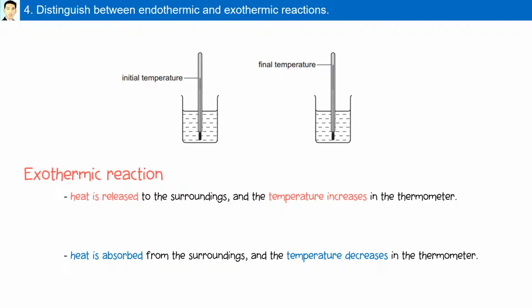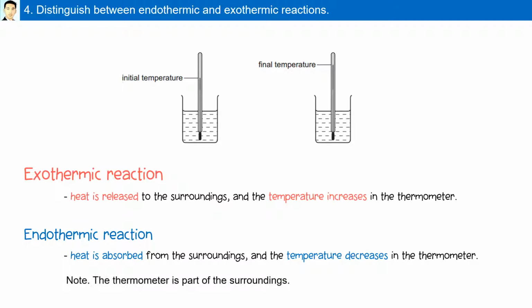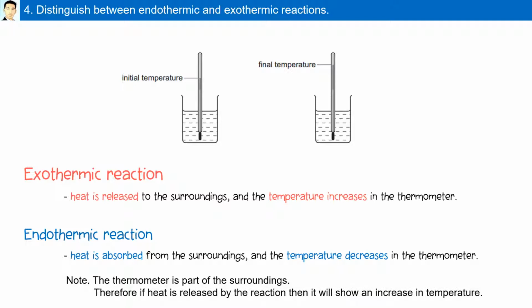If heat is absorbed from the surroundings, there would be a decrease in the temperature in the thermometer, and this is called an endothermic reaction. Note, the thermometer is part of the surroundings. Therefore, if heat is released by the reaction, then it will show an increase in temperature. To help you further, imagine your hand is a thermometer. The initial temperature from the beaker would be cool or less compared to the final temperature, where your hand will feel warmer.